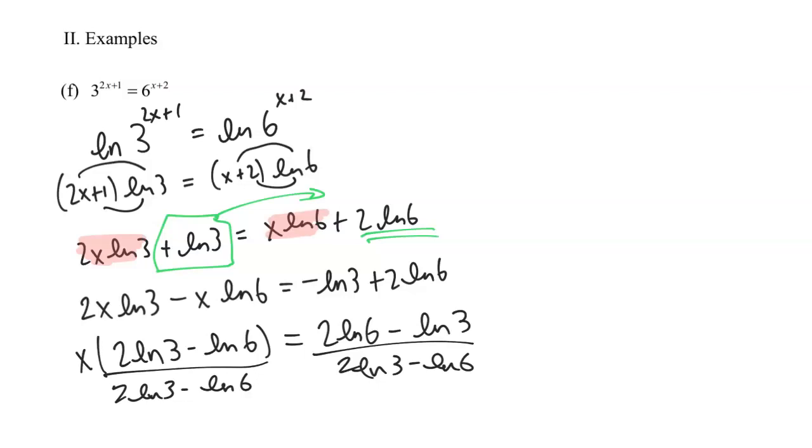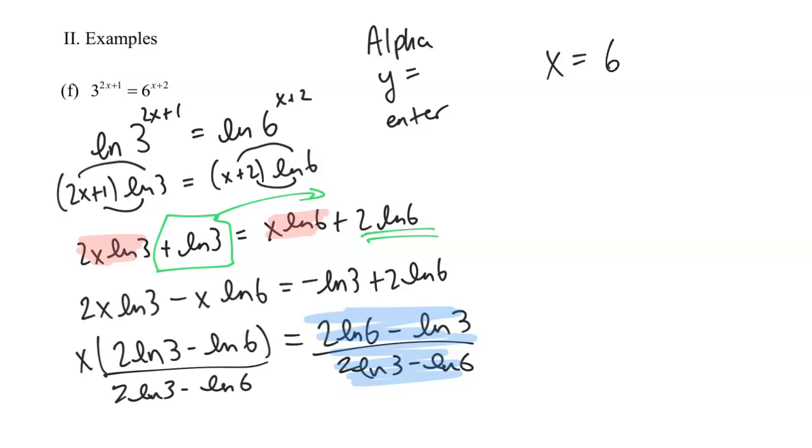And so now it is just a calculator contest. I would highly recommend using the fraction button in your calculator. If you don't know what that is and you're using a TI-84 calculator, you just hit alpha and then y equals and then enter to get a fraction. And you can just type in what it says right here in order to get your answer. And if you do that to 3 decimal places, what you're going to get is 6.129.